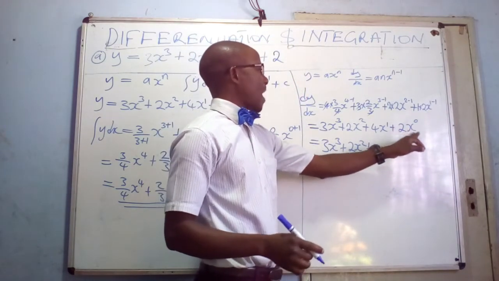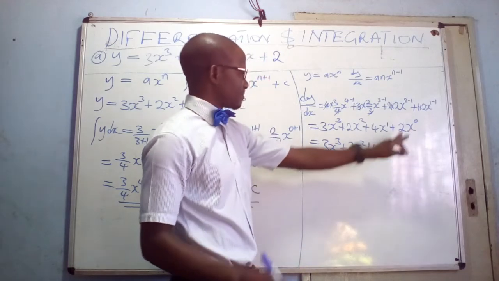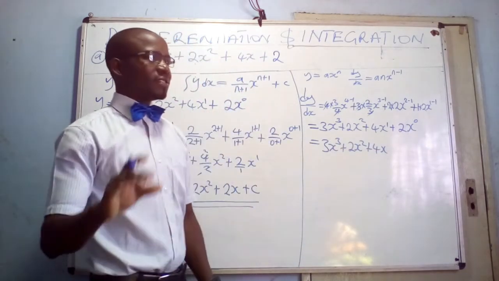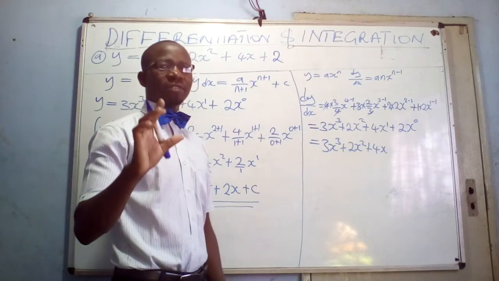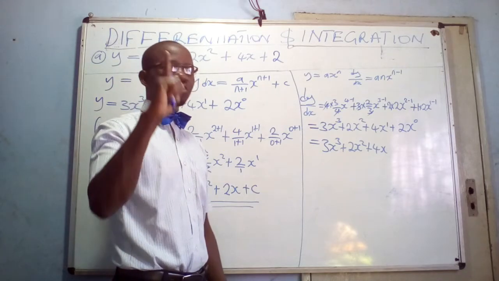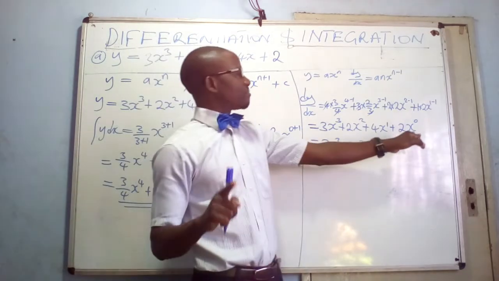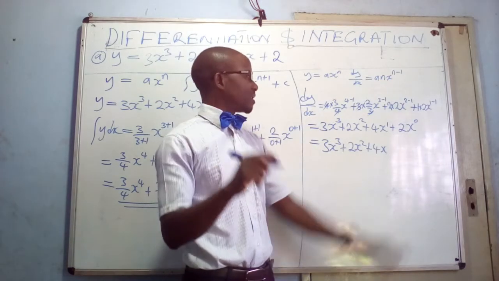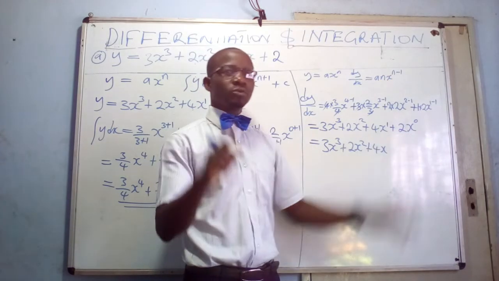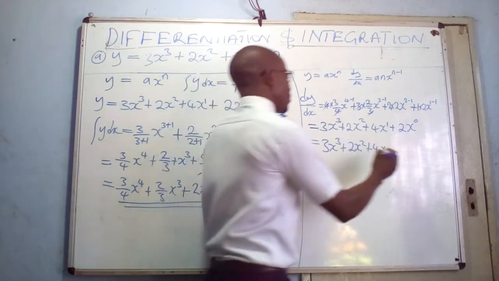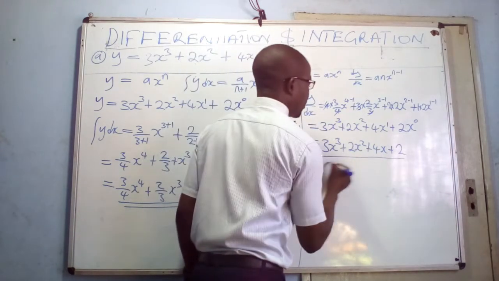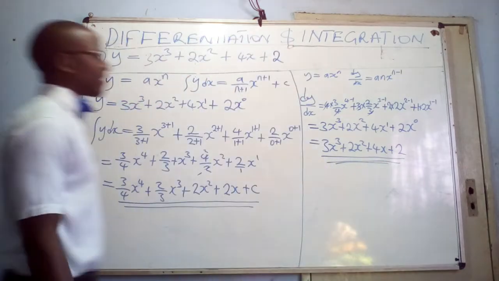Then at this point here, x to the power 0, I said any number or any variable to the power 0 is equal to 1. Meaning that in position of x to the power 0, we are going to have 1. And this gives us 2 times 1, which will just be a 2. So this is plus 2, like that. This is going to be our final answer when we differentiate.